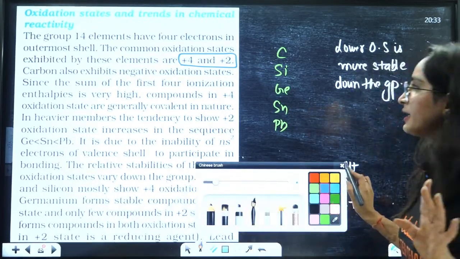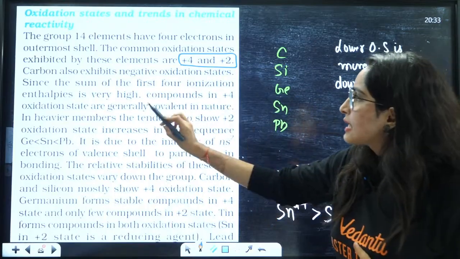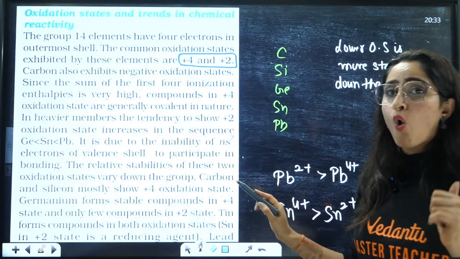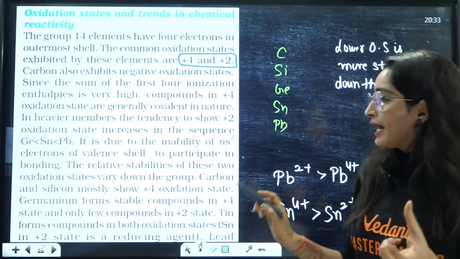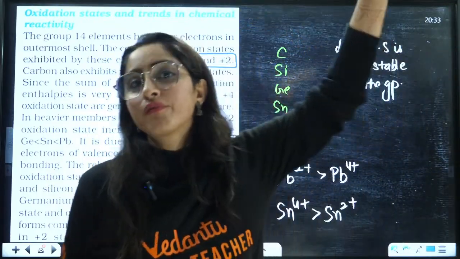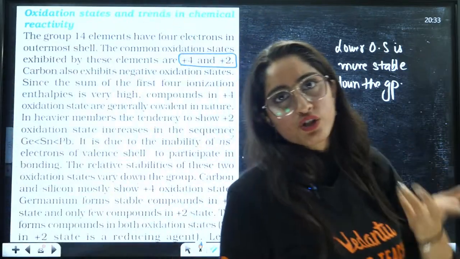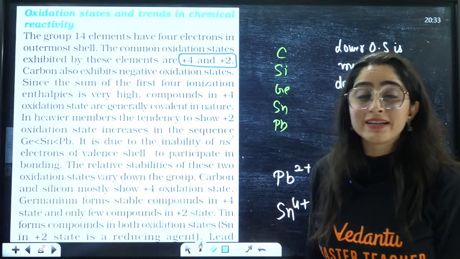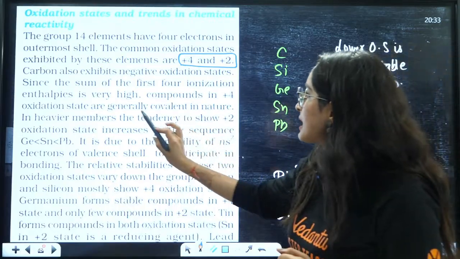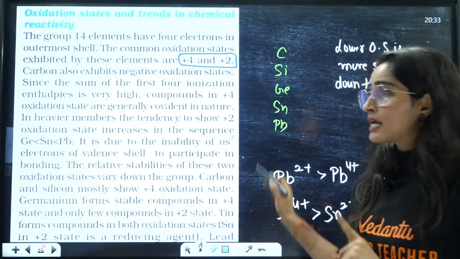So this is what they have written here: carbon also exhibits negative oxidation states, but we are not going to talk about that here. Since the sum of the first four ionization energies is very high, compounds in the +4 oxidation state are generally covalent in nature, like carbon. +4 oxidation state is more stable in the elements above in that group. So carbon is more stable in +4 oxidation state. That is why carbon forms covalent compounds. Silicon also forms covalent compounds. In heavier elements, the tendency to show +4 oxidation state increases in this sequence.